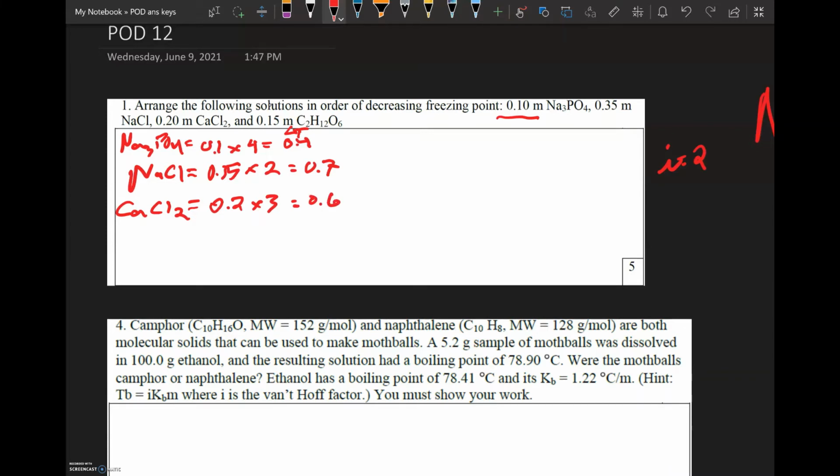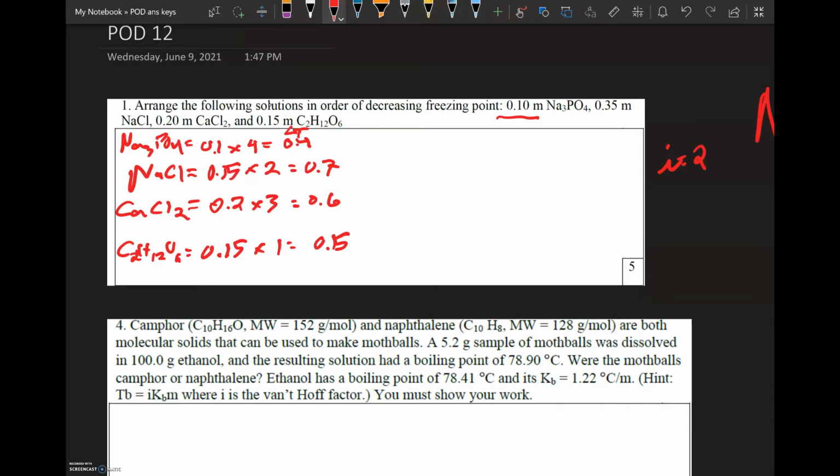And then you have finally the C6H12O6. Now this is an organic compound. Organic compounds have a Van Hoff factor of 1, unless there's an ion attached to it. Then it's different, but in this case, there are no metal ions, so the Van Hoff factor is 1. So it's 0.15 times 1, which gives you 0.15.